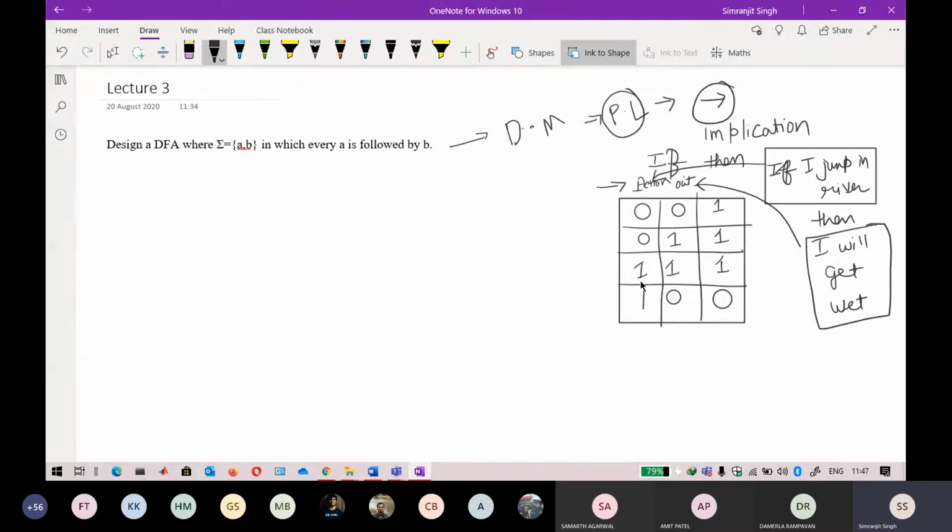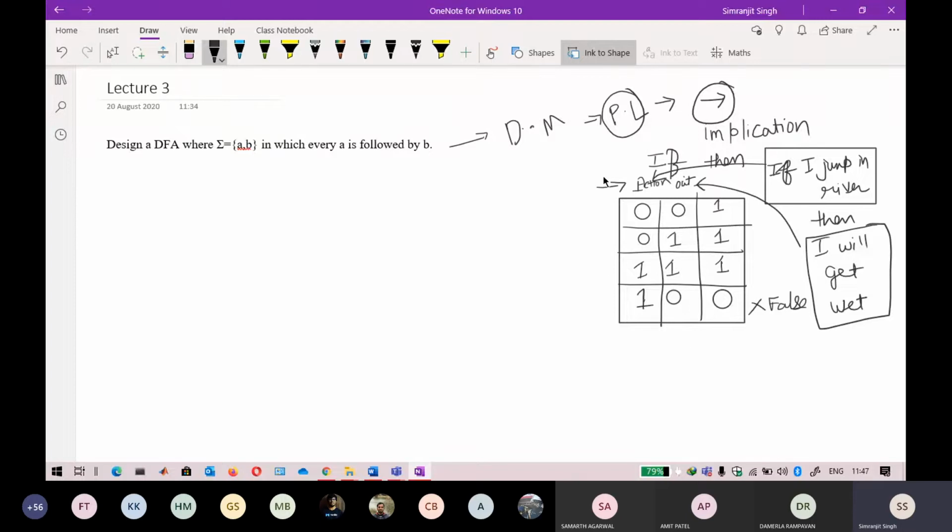Again, this section here says if I jump in the river, I will get wet. So this is a true statement, and this is the main statement of this implication. It is written like this: if I jump in the river, I will not get wet. So this is a false statement. It cannot happen. If you jump in the river, you will always get wet.